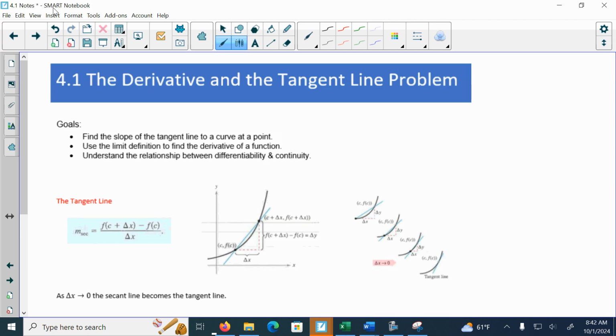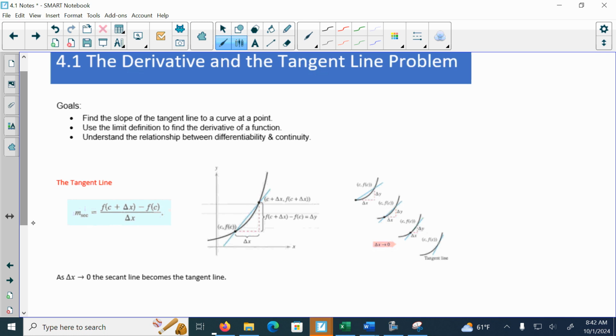So we're going to start with what's called the tangent line problem. If you look at this picture here, we have this graph, we have C and then f of c. And then we go over here, delta x, and we have a new point, which is c plus delta x. So this is c, delta x, this is c plus delta x. And then we have this other point, and the height would be f of c plus delta x. So this equation is a slope, the difference of the y's over the difference of the x's, and the difference between these two is just delta x. So that's going to find the slope of the secant line.